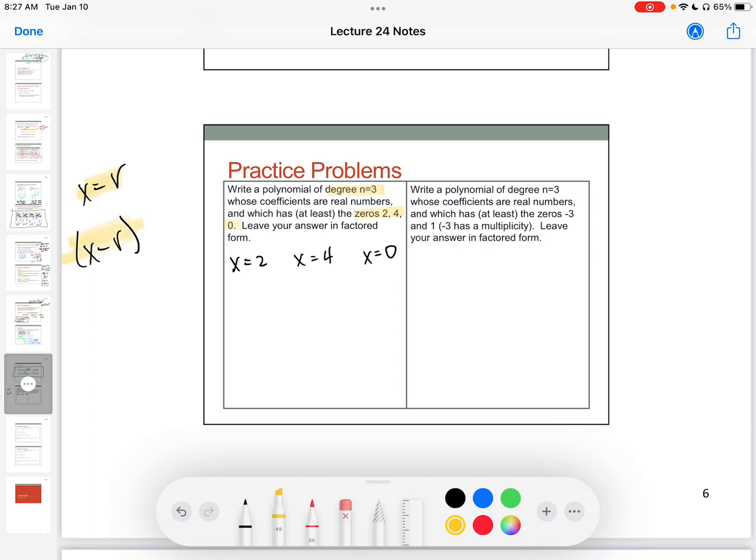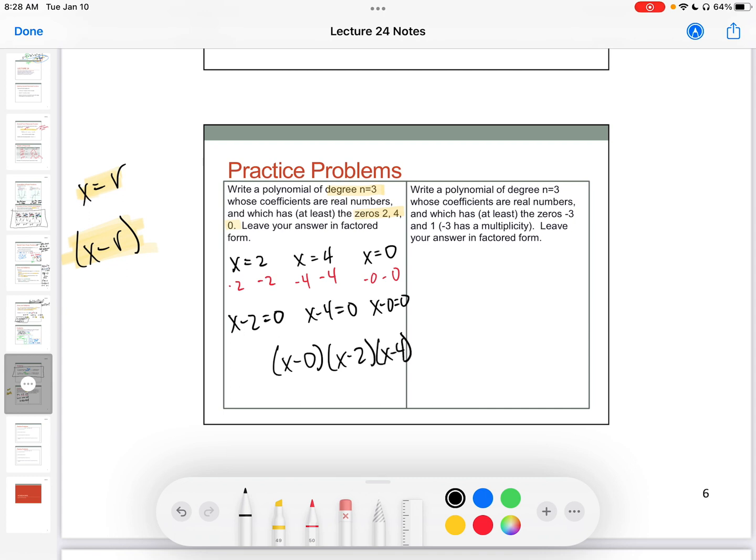This tells me that I can write it in this form. To do that, I subtract 2, subtract 4, and I don't really need to subtract anything for 0, though technically I could subtract 0. When I do that, I end up with x minus 2 equals 0, x minus 4 equals 0, and x minus 0 equals 0. So basically, my factors are x minus 0, x minus 2, and x minus 4.